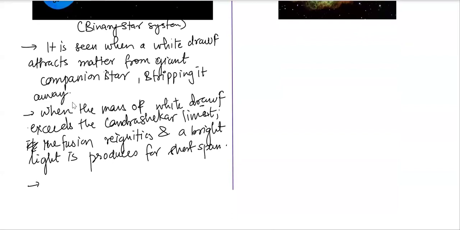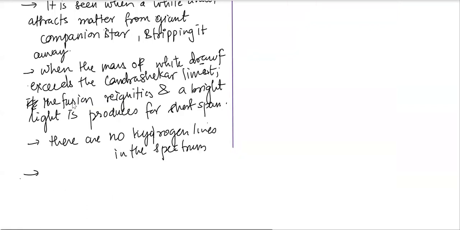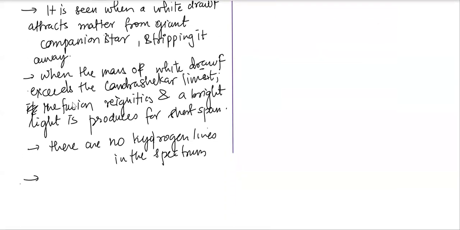Okay, but since it is already a white dwarf which has mostly carbon at its core, what we see is that there are no hydrogen lines in the spectrum. And the second thing, we see that the luminosity falls rapidly.